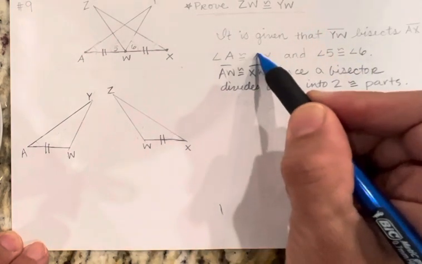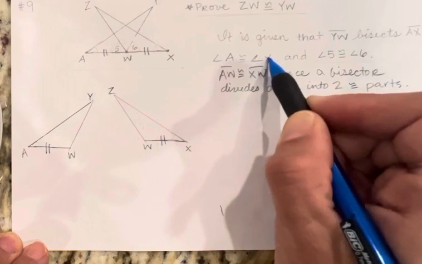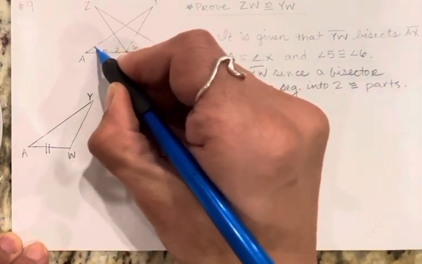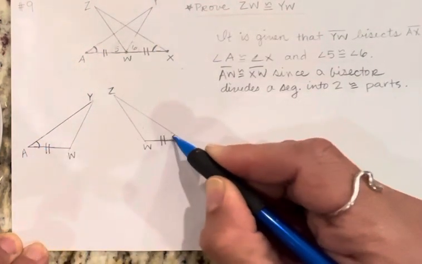Notice what else they gave me in the given. They gave me angle A is congruent to angle X. So I'm going to put tick marks here. Angle A is congruent to angle X. I'll do it down below as well.